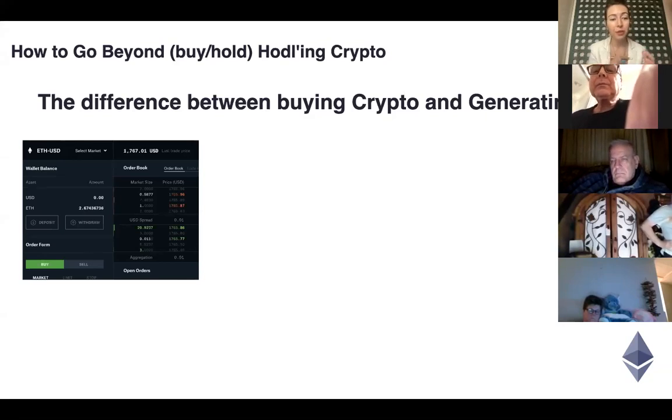And so that's starting to get a little bit into the trading. So let's just say you do that. And let's just say you buy 2.67436736 Ethereum, and that's how much ETH you want to buy at the price that it's at now, $1,767 and 1 cent. And let's say you buy that much Ethereum at that price point, and that's it.